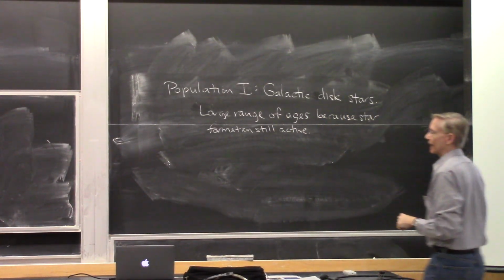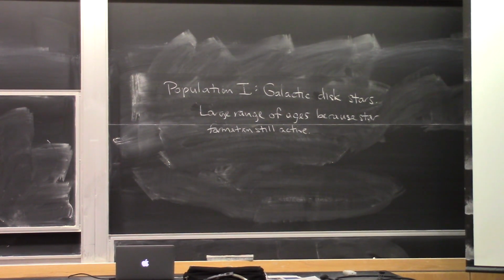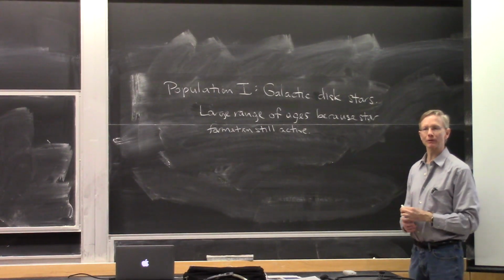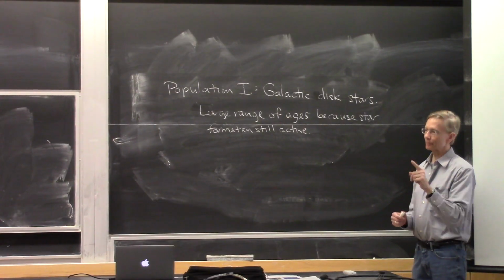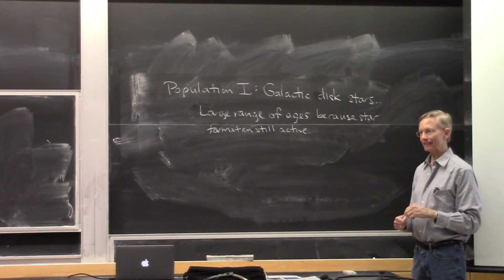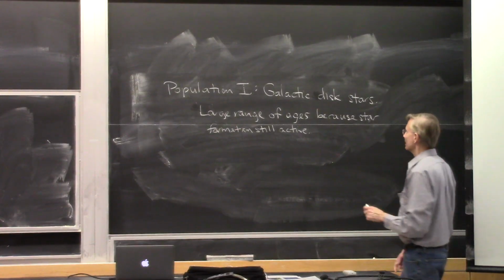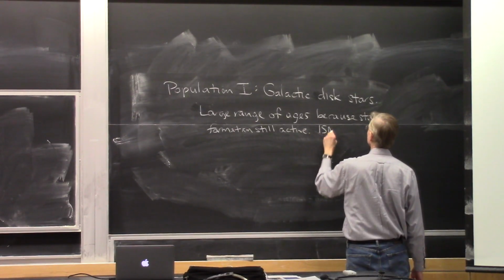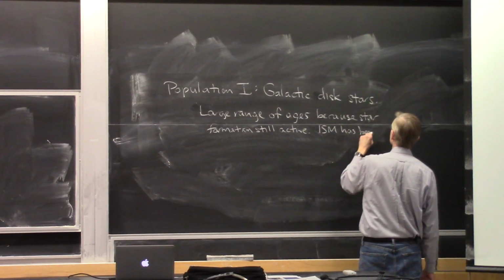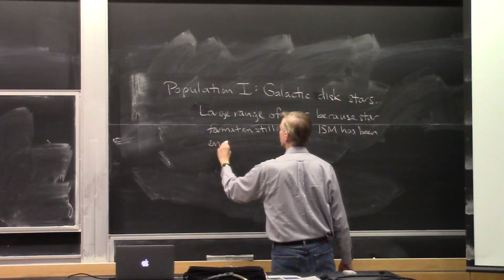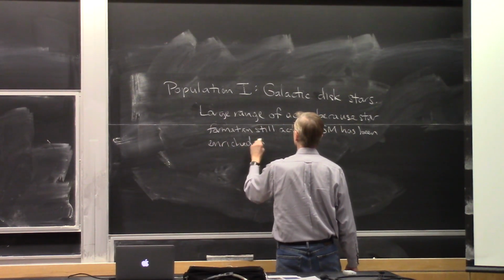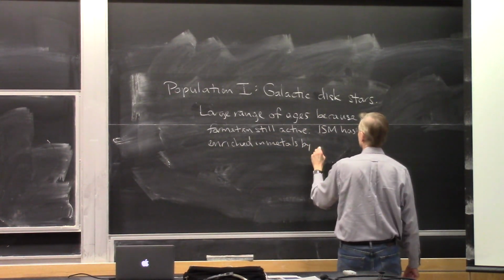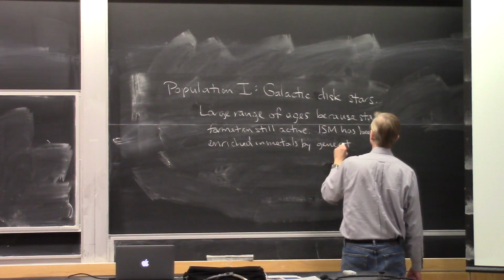And that means that the ISM, the interstellar material in the disk, has been enriched in metals. What's a metal to an astronomer? Right, if it ain't hydrogen and it ain't helium, it's a metal to an astronomer. So the ISM has been enriched in metals by generations of stars.